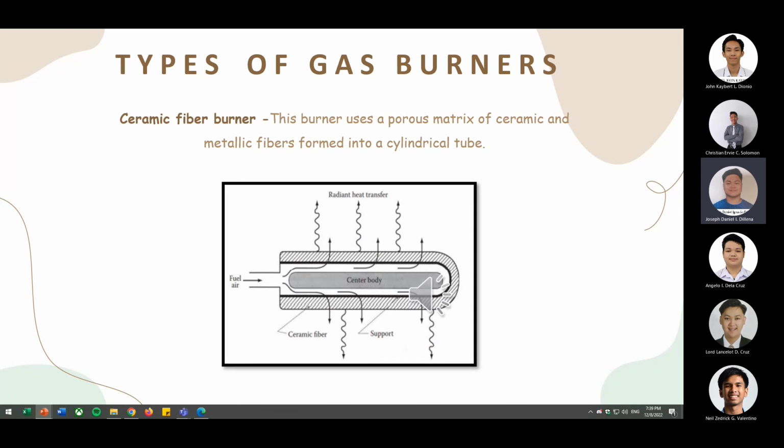Next is a ceramic fiber burner. This is an interesting concept when it comes to industrial gas burners. This burner uses a porous matrix of ceramic and metallic fibers formed into a cylindrical tube.